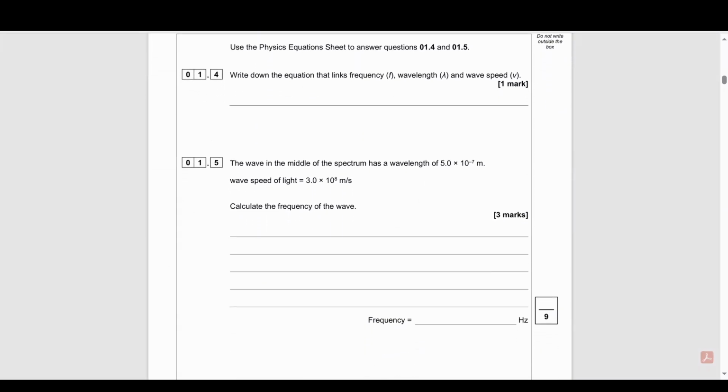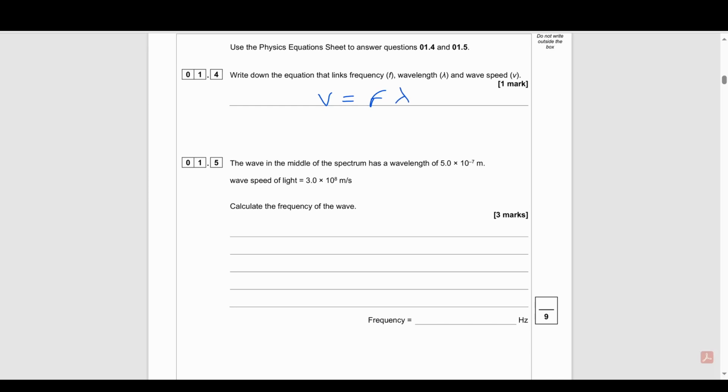Use the physics equation sheet to answer questions 1.4 and 1.5. 1.4. Write down the equation that links frequency, wavelength, and wave speed. So we either use the physics equation sheet or use our own recall. That will be wave speed is equal to frequency multiplied by wavelength. So if we're just using the abbreviations now, that would be v equals f lambda.